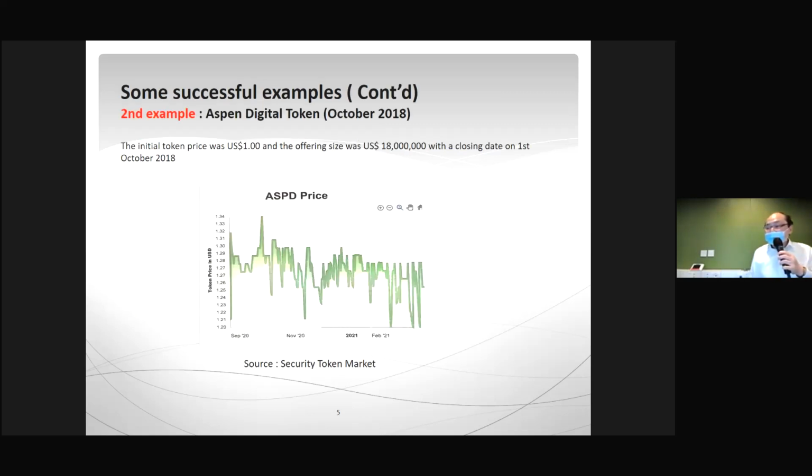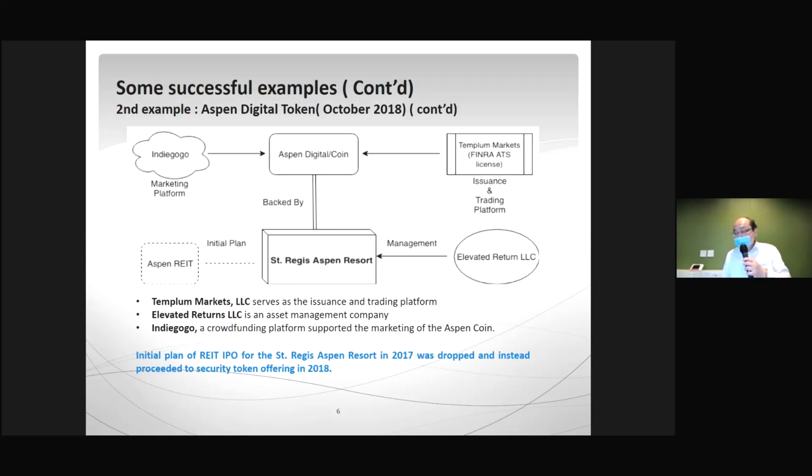Another example is in 2018. This is the first real estate token issued in the world. This is in the USA, the S-Pen digital token. The first offering was on October 1st, 2018. The issue price was 1 US dollar, and this is the price fluctuation of the token, which stayed above $1. And this is the structure of the token.